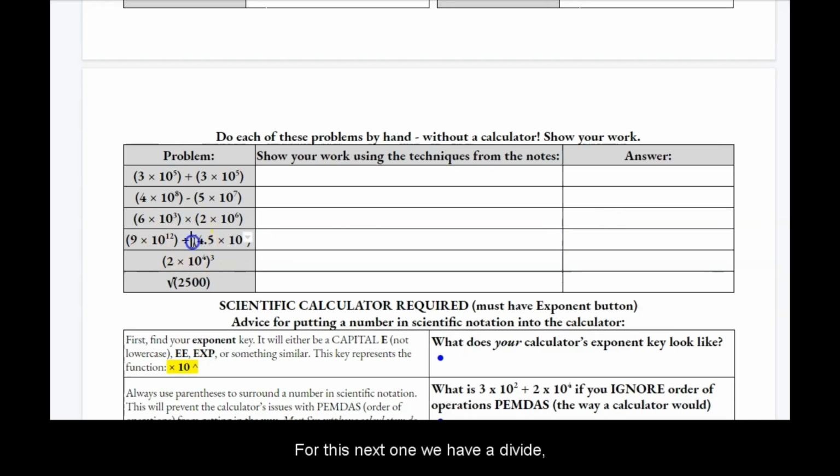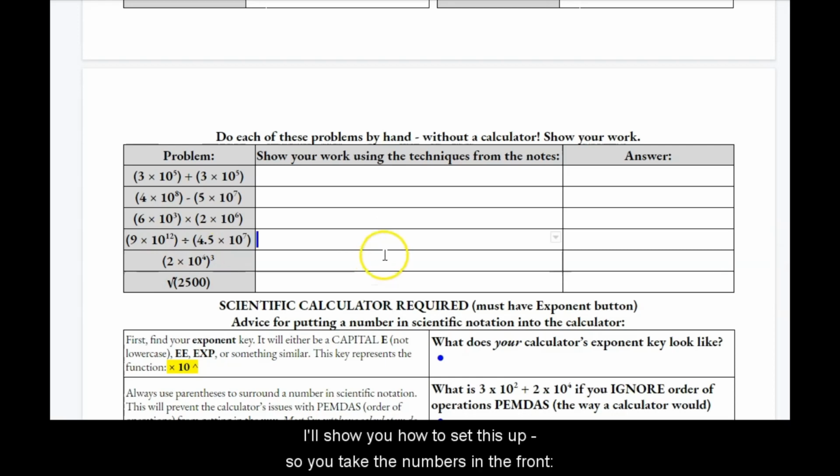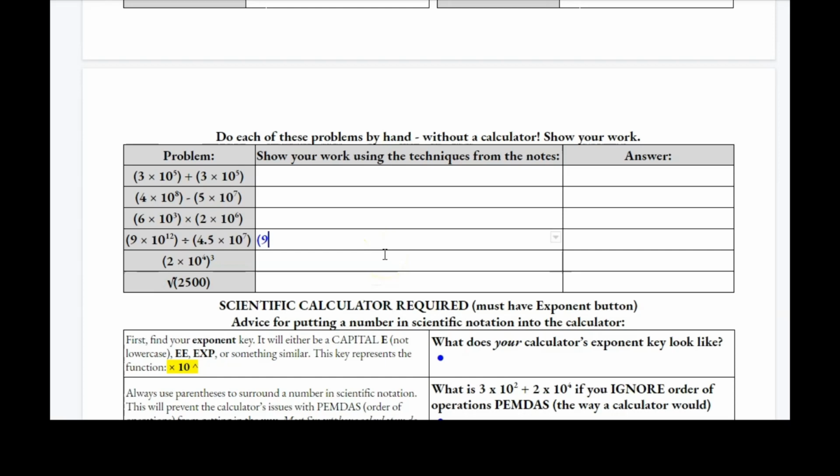For this next one, we have a divide, and so that means we're going to be subtracting. I'll show you how to set this up. So you take the numbers in the front, 9 divided by 4.5, and it's going to be the same times 10 to the, and this time it's going to be 12 minus 7.